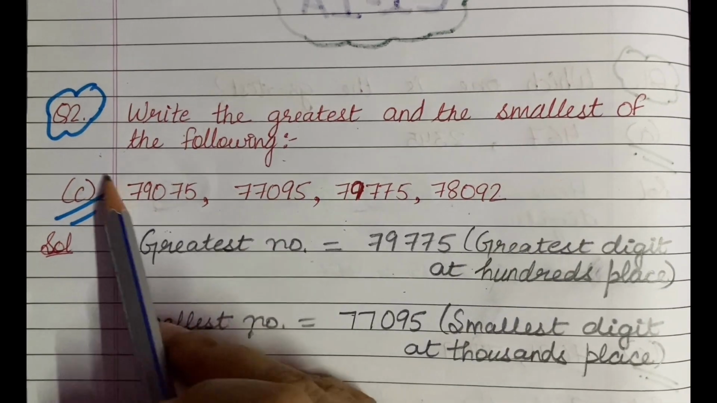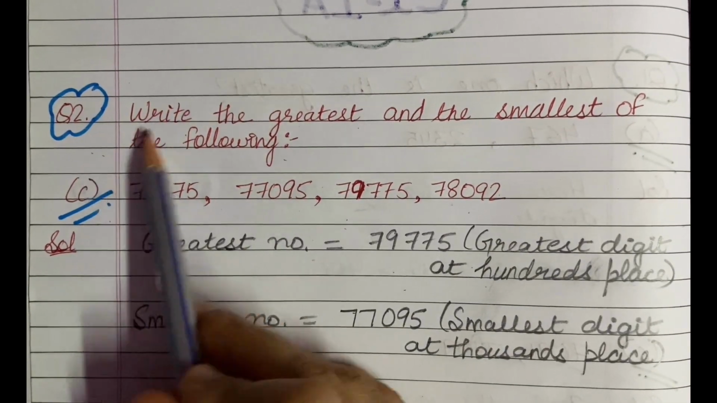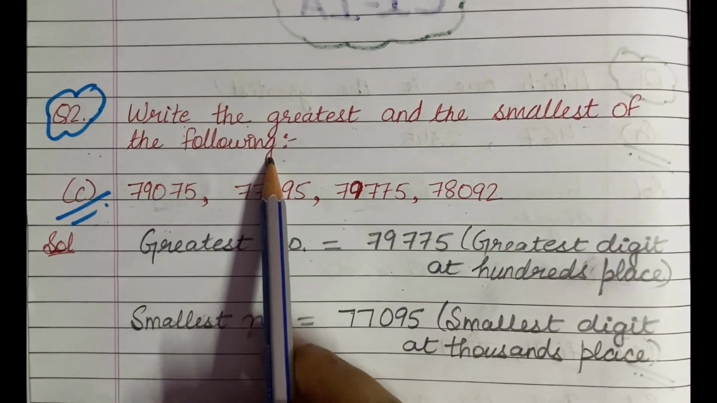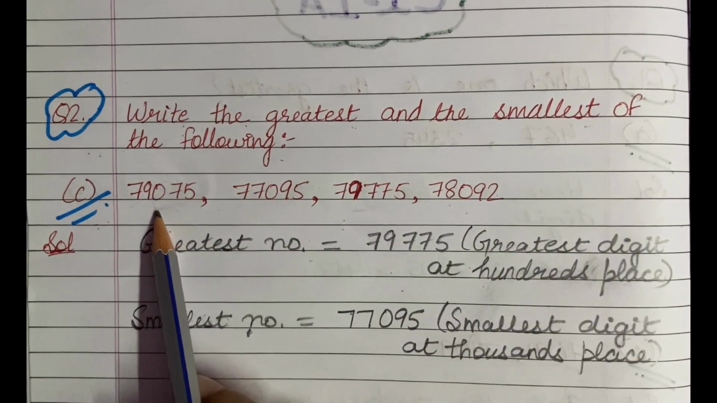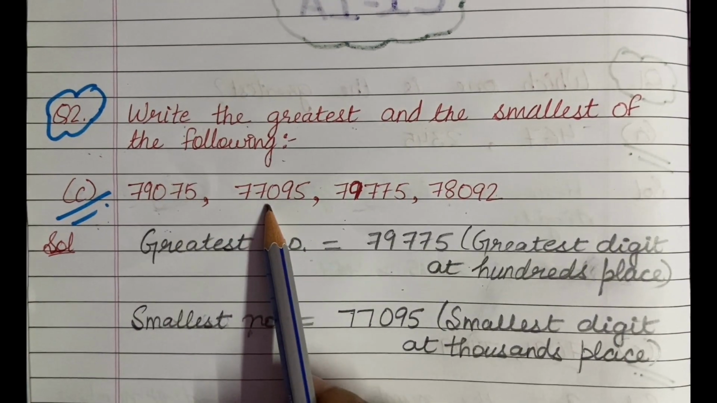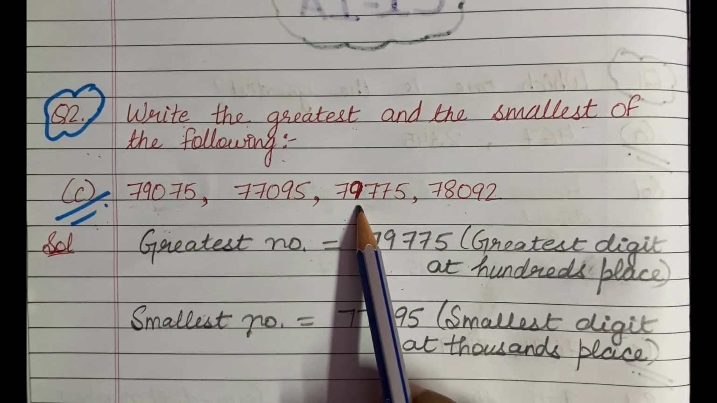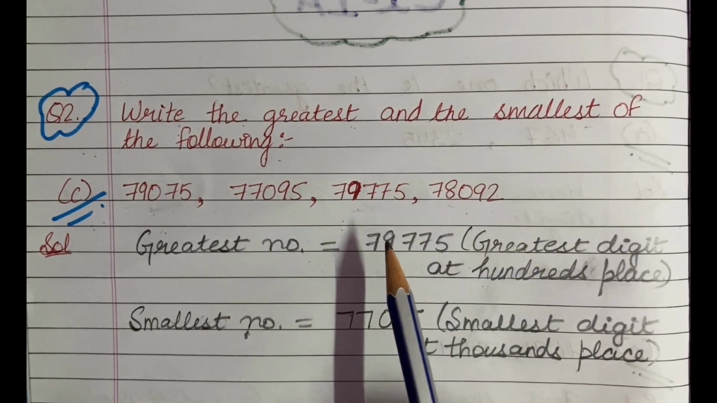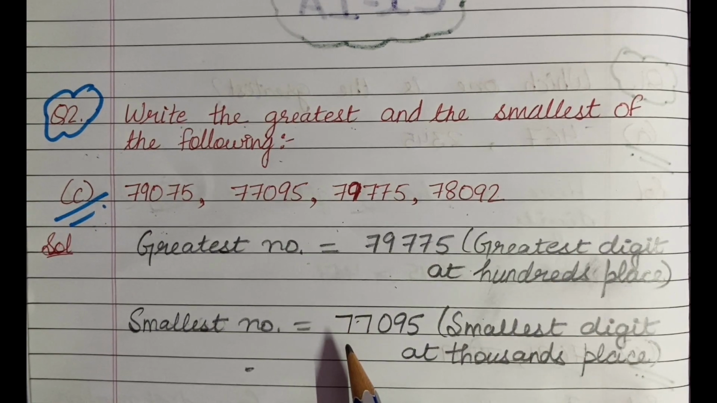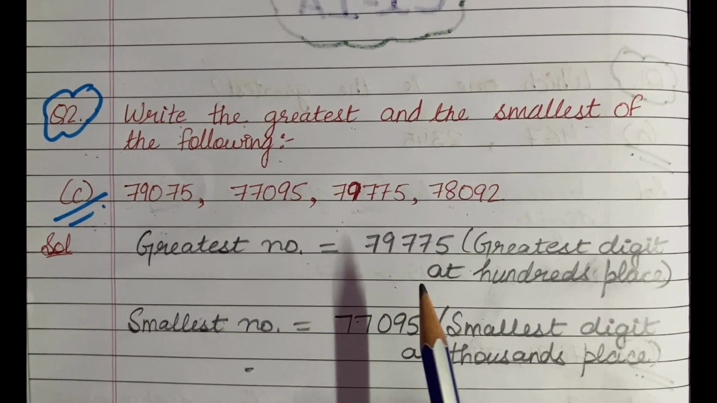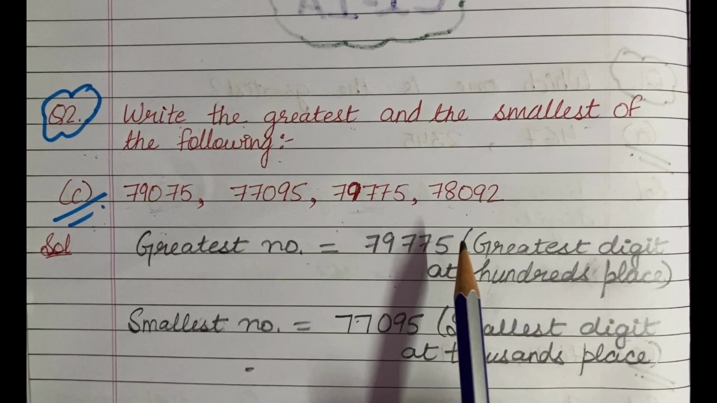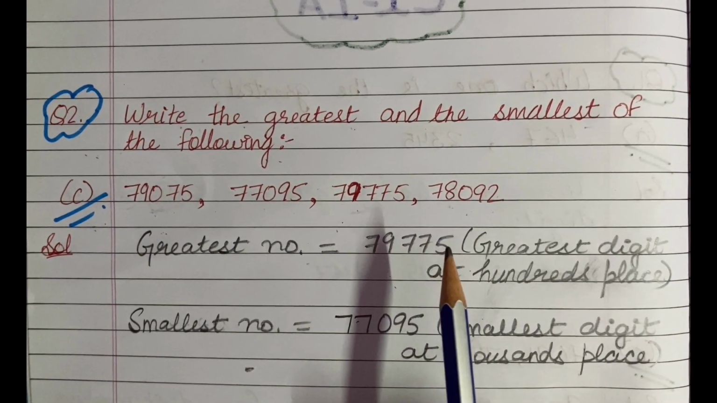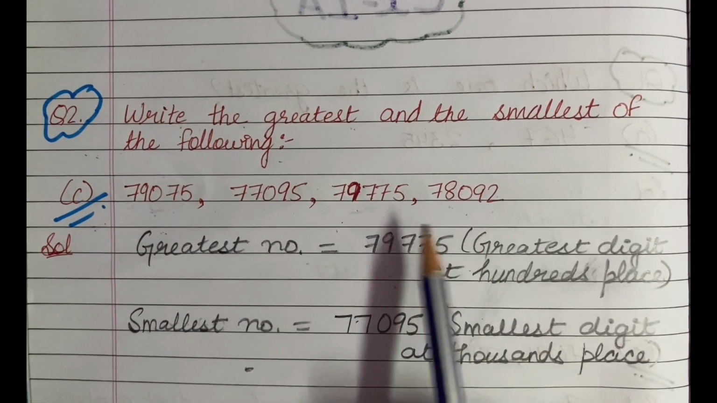Next is question number 2, which says, write the greatest and the smallest of the following, and part C says 79,075, 77,095, 79,775 and 78,092. For writing the greatest and the smallest number, firstly, we will count the number of digits in each of these numbers, and we find that all numbers have 5 digits.